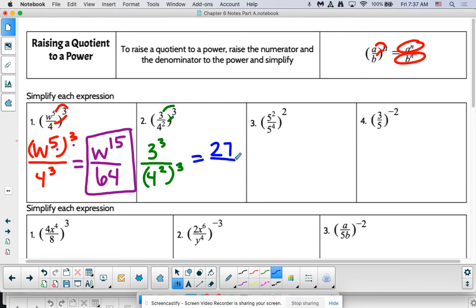And now on this one, we have 4 squared to the power of 3. So remember, you have to multiply 2 times 3. So 2 times 3 is 6. So I have 4 to the 6. And now let's figure out what 4 to the 6 is. 4 times 4 times 4 times 4 times 4 times 4, or 4 to the power of 6. It's 4,096. So that should be your final answer on this one.